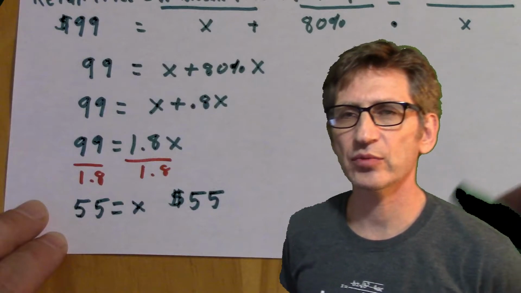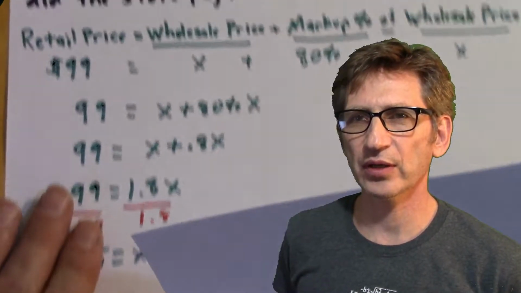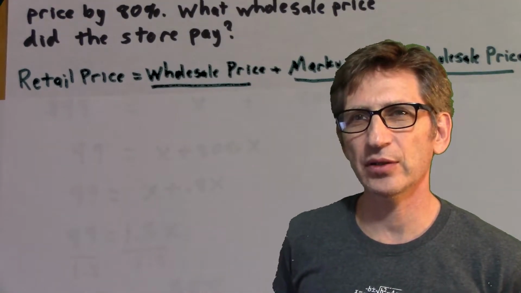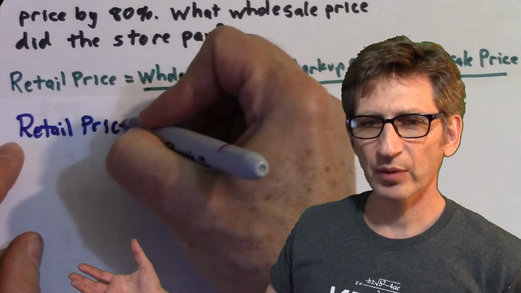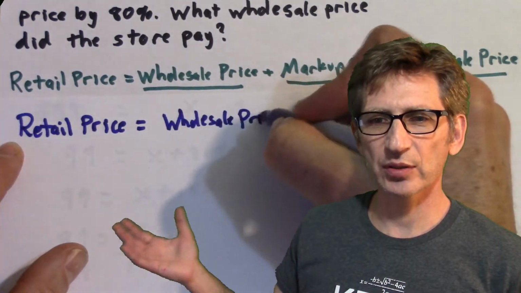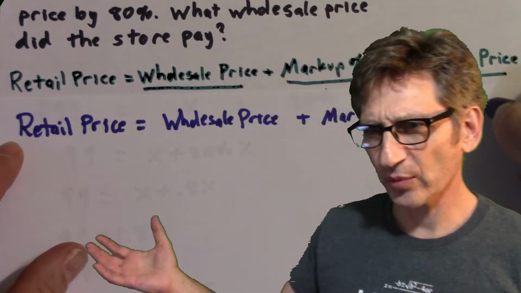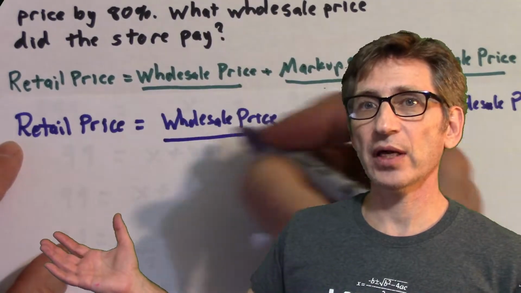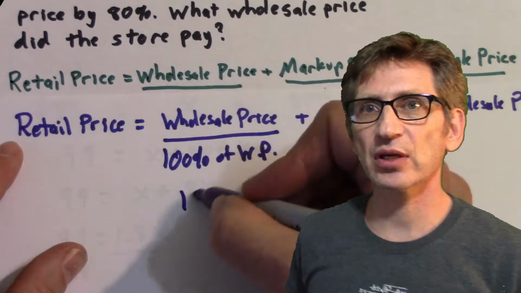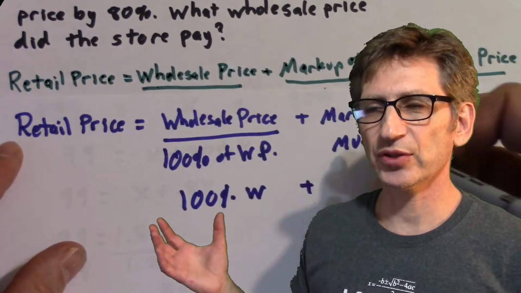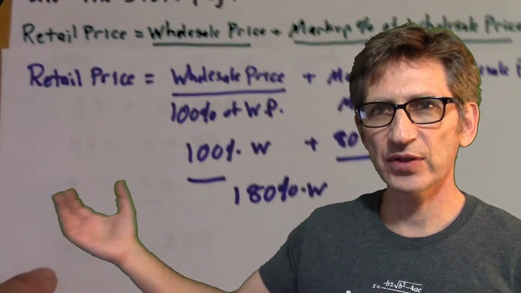This is a two-step process to find the wholesale price. We know the retail price, we know the markup percent, so let's go back to our conceptual picture of what this whole thing looks like, and maybe we can find a way to do it in a simpler one-step process. So the retail price equals the wholesale price plus the markup percent of the wholesale price. So back to what we started with. Well, the wholesale price is 100% of the wholesale price. Something is 100% of itself. So we have 100% of the wholesale price plus 80% of the wholesale price. 100%, 80% of the same thing.